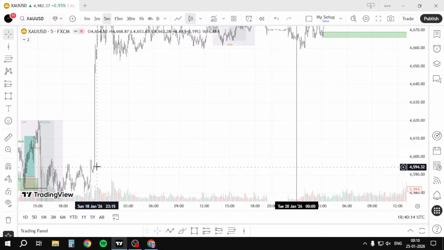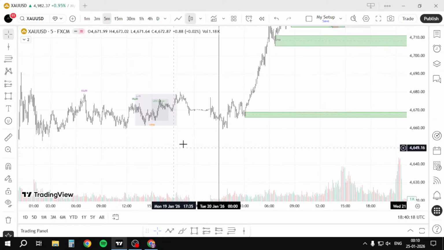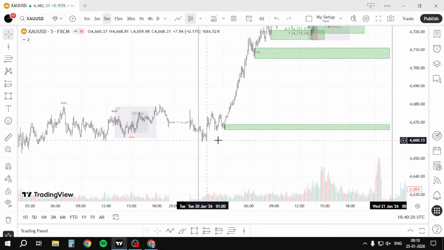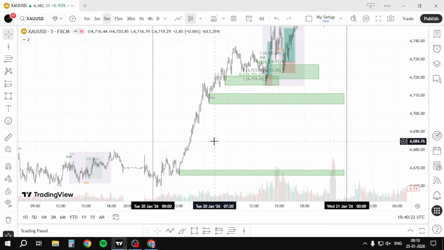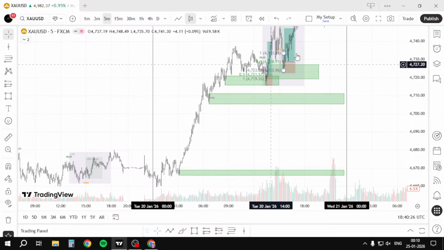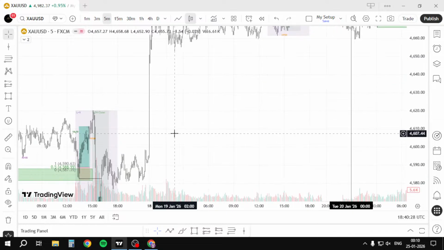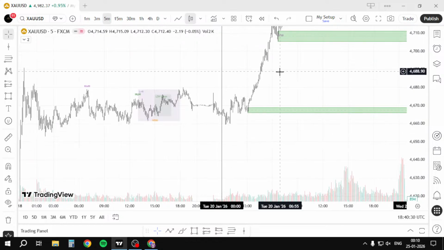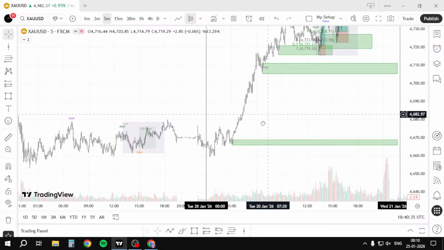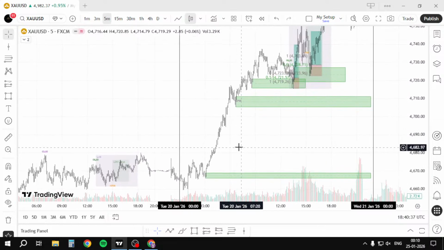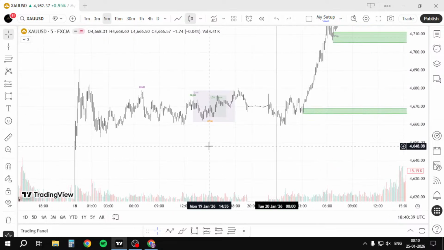I was waiting for this point to be tapped, because this is a POI, right? But eventually this didn't happen, and we have to plan another scenario. This is how we have to react. You have to change your plan dynamically according to the market nature.